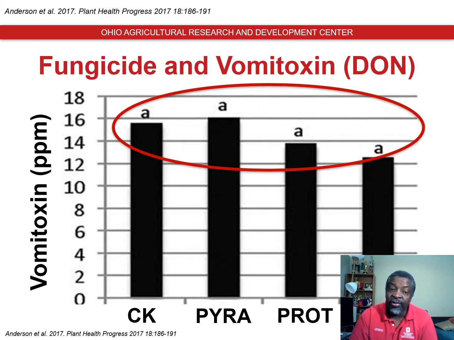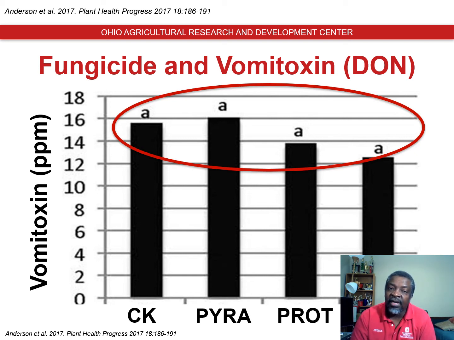However, in terms of reduction in vomitoxin in the grain, even though there was a numerical reduction with Proline and Quilt XL, reducing the level of vomitoxin in the grain by about 2 to 3 parts per million, this difference was not statistically significant. This suggests that in this particular trial, with the level of disease observed in this field, or the level of vomitoxin observed in the grain, these fungicides were not effective at reducing vomitoxin.